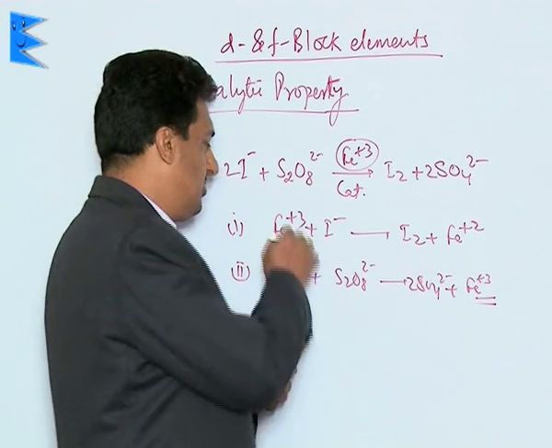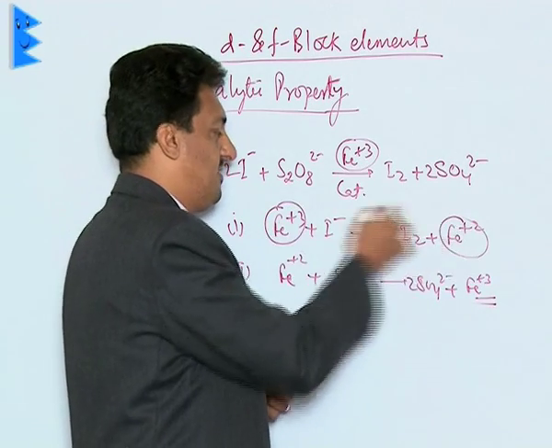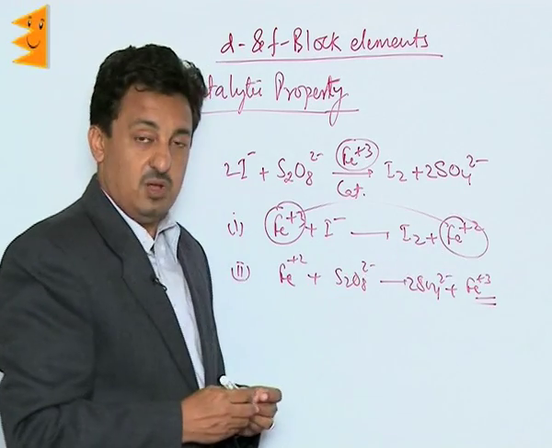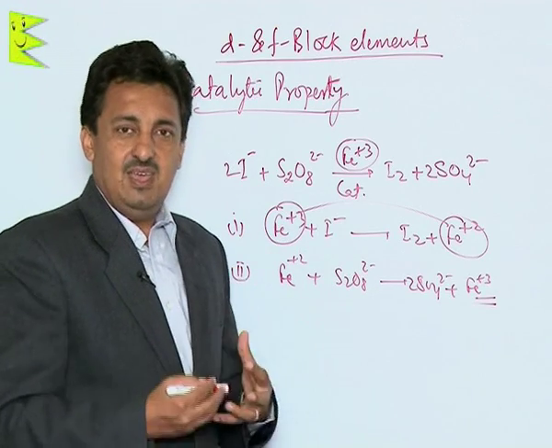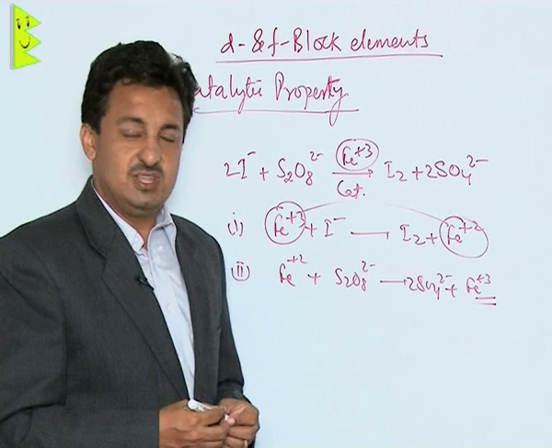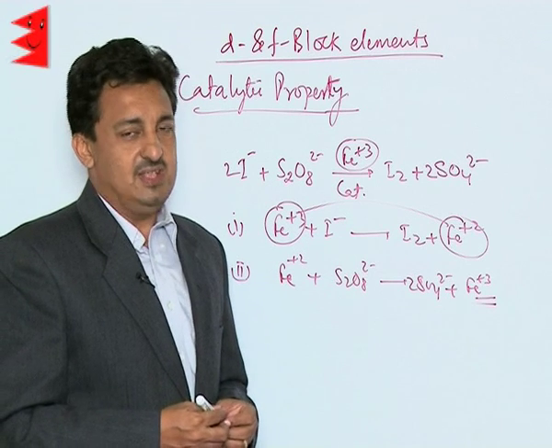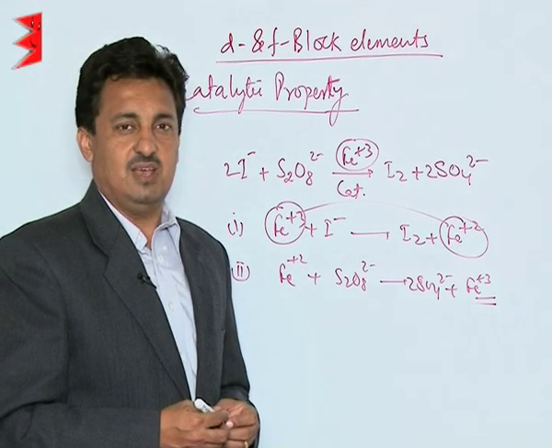So it was due to the ability of the ferric to exist as both ferric and ferrous which makes it a very useful catalyst. So these are the two basic ways they increase the rate of the reaction and decrease the activation energy, and this is how they are very widely used as catalysts.